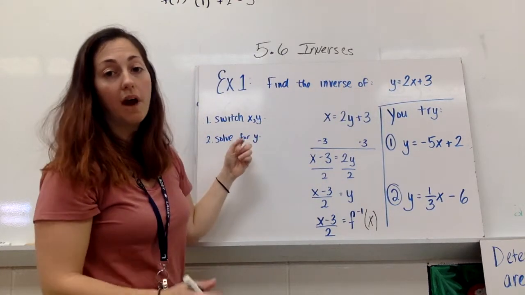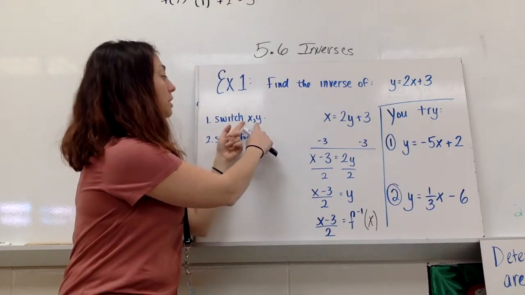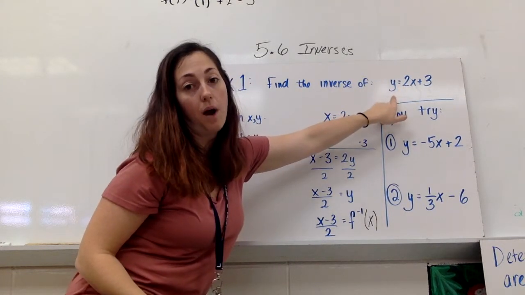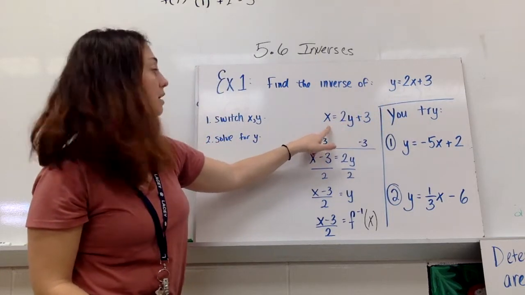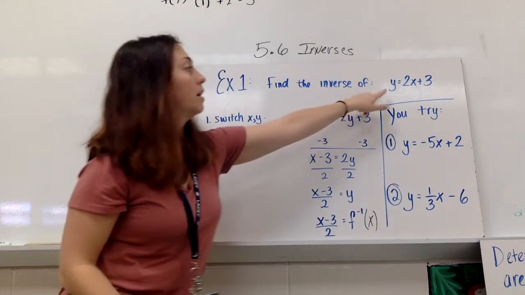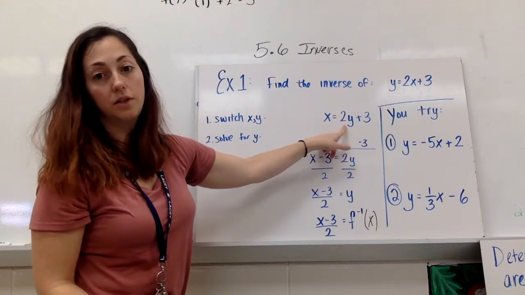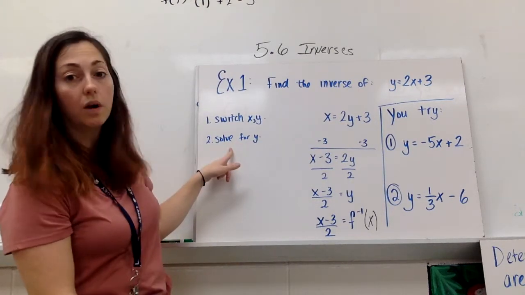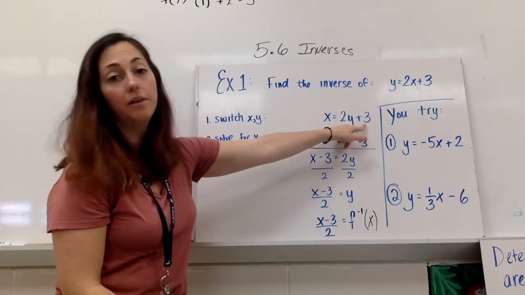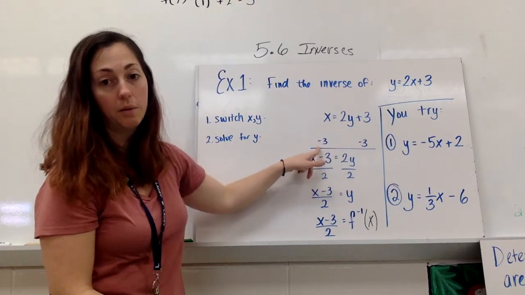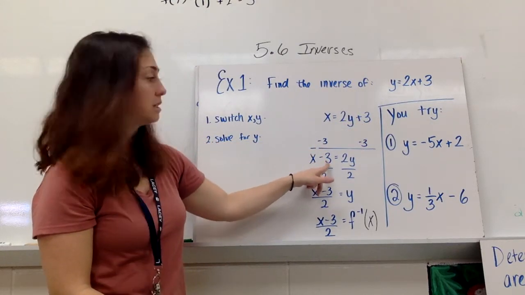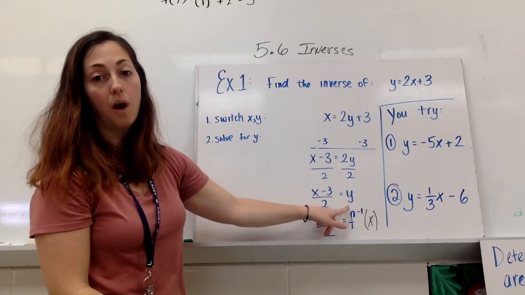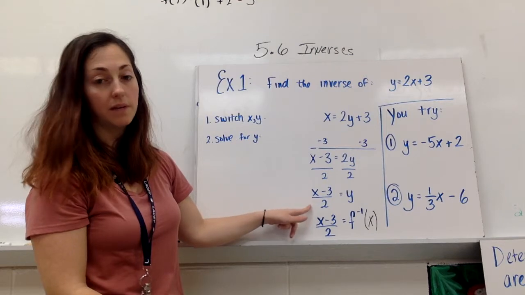Step 1, in order to find our inverse, is you switch the places of x and y. So where there was an x, there's now going to be a y, and where there was a y, there's now going to be an x. So when I switch them, I have x equals 2y plus 3. And now solve for y. So move everything away from the y. Subtract 3, and you're left with x minus 3 equals 2y. Divide by 2, and you're left with y equals x minus 3 divided by 2.